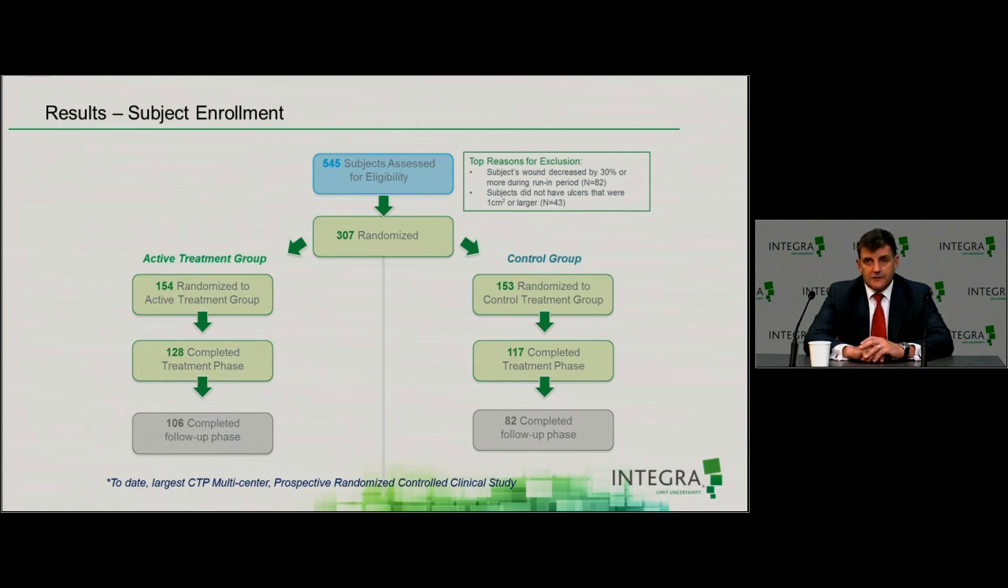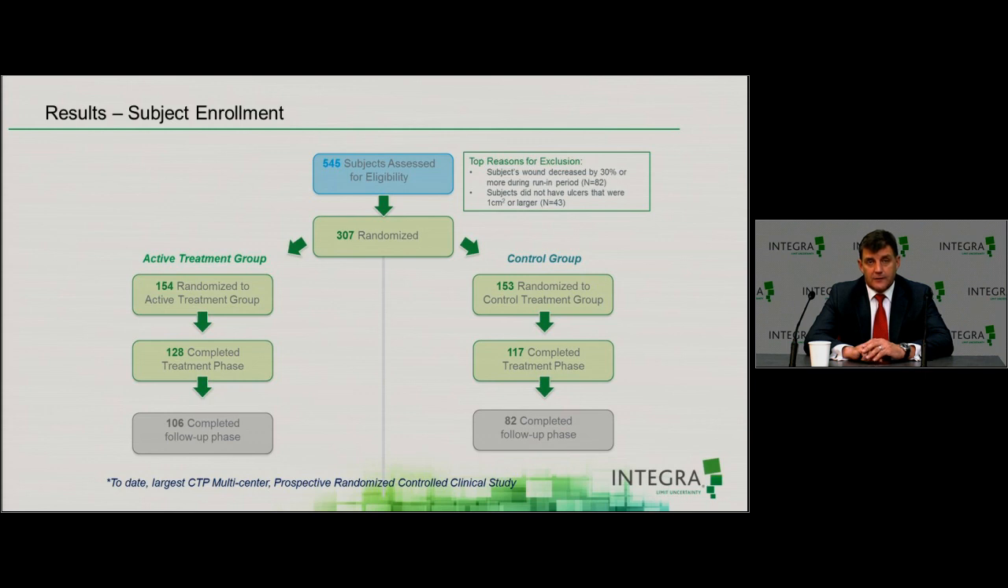Now, the breakdown of this, as you might expect, there were 545 assessed patients that were checked for eligibility. A lot of these patients were not eligible. As you can see on the top right, the primary reason that the patients were ineligible was their wounds actually got smaller during the run-in phase, and this is true. We find this to be true in most of our prospective diabetic foot ulcer trials. And then the wounds actually got too small. They got smaller than 1 square centimeter, which again is very similar to most of the other diabetic foot ulcer trials. These are the same reasons patients usually don't proceed into the trial. 307 patients were randomized, 153 in the control arm, and then 154 in the active arm, as you'd expect.